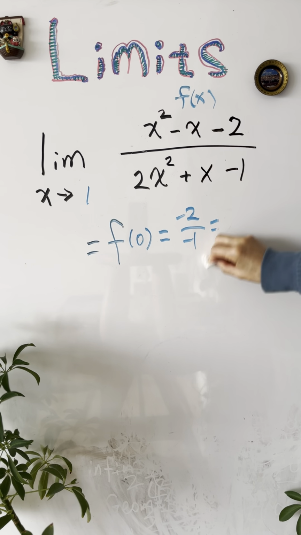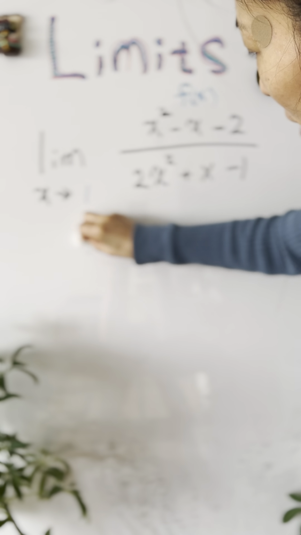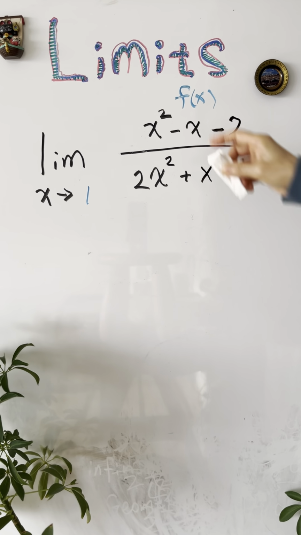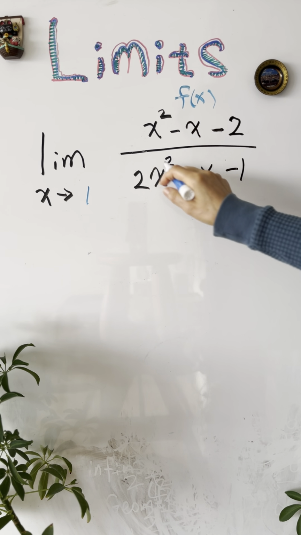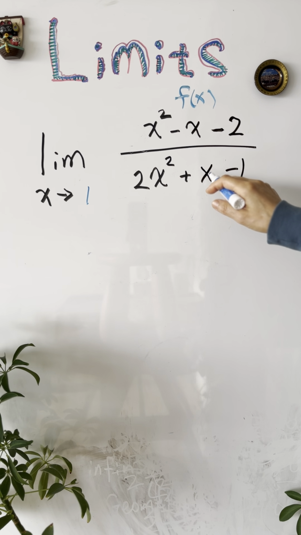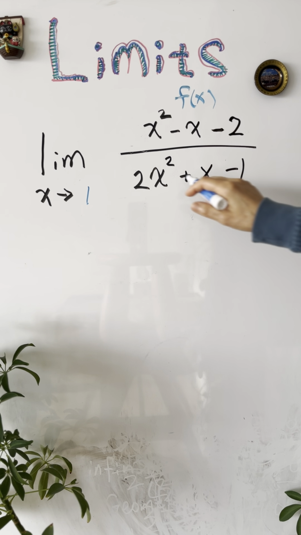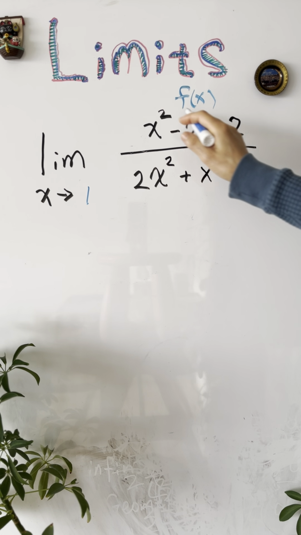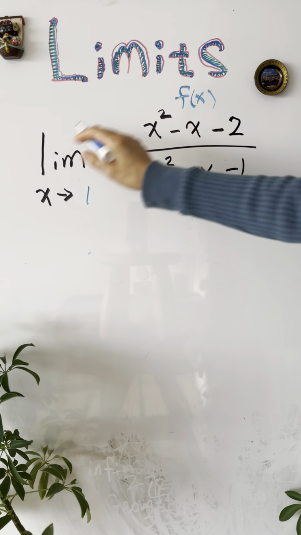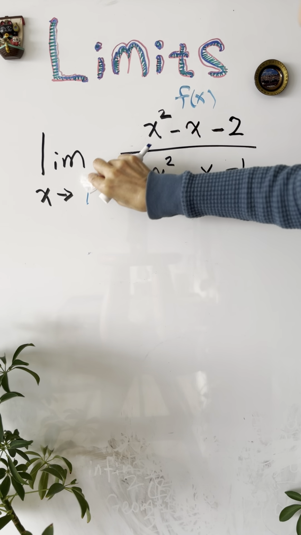So we do the same thing. We check to see if 1 is in the domain of this function. If x is 1, 1 squared is 1, 2 times 1 is 2, 2 plus 1 is 3, 3 minus 1 is 2. The denominator is not 0. So we just plug in, we get f of 1. So this whole limit equals f of 1.